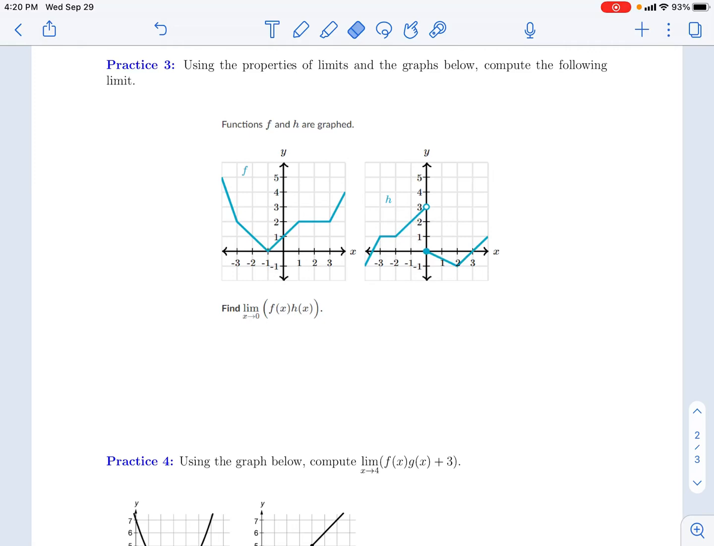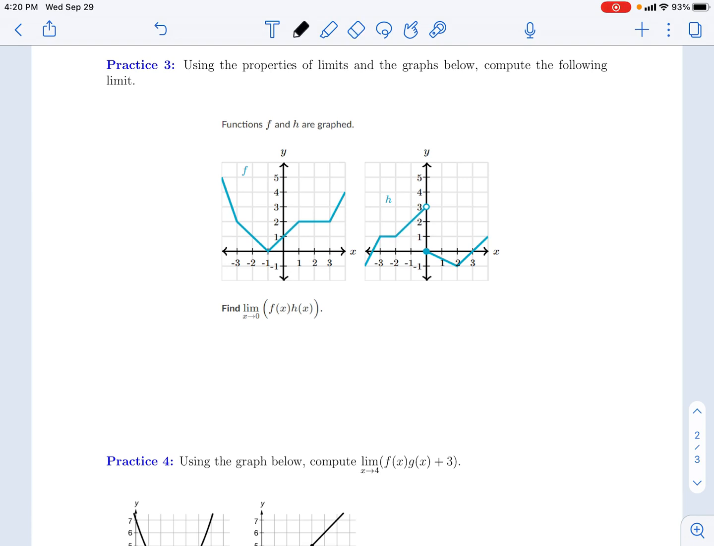Hi everyone, so now let's look at another example here. In practice 3 it says, using the properties of limits and the graphs below, compute the following limit. Okay, so what I want to do first is just look at the limit here, and it says find the limit as x approaches 0 of f of x times h of x.